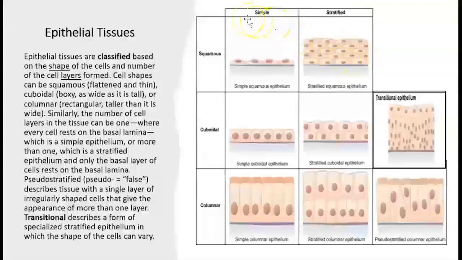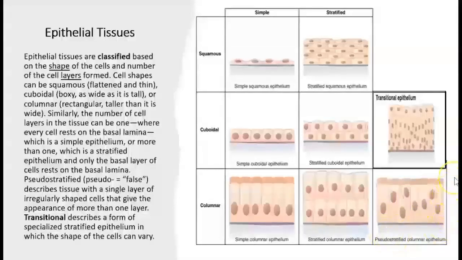For example, simple squamous. Simple squamous means one layer of squamous cells. Simple cuboidal, one layer, the cell looks like a cube. Simple columnar, one layer, the cell looks like columns. Let's talk about pseudostratified. Pseudostratified is the type of tissue that appears to be stratified, but it is not. The only thing is that in this case, the cells have multiple lengths, and because of that, the nuclei are going to be at different levels. Then it appears that you have multiple different layers, but it is not. It's just one layer.